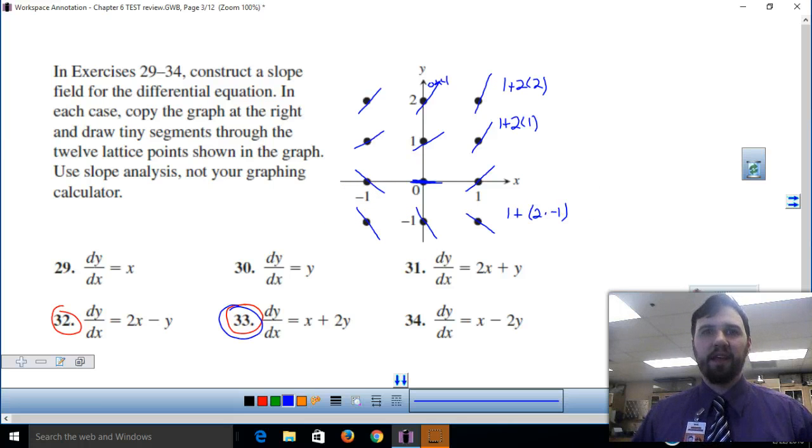So that's my slope field. Again, you're just taking your x and y coordinates and plugging them in, and that'll give you your slope at that given point. And you just kind of guesstimate what those slopes are.